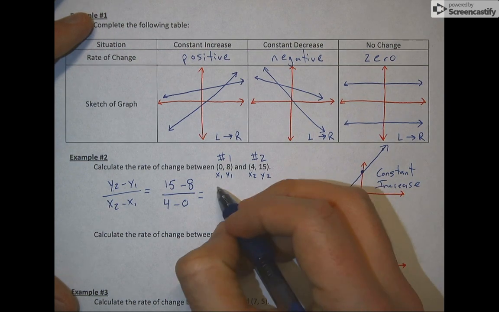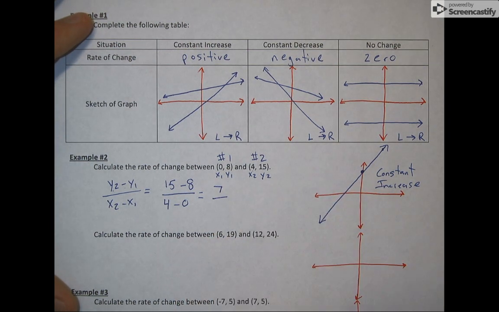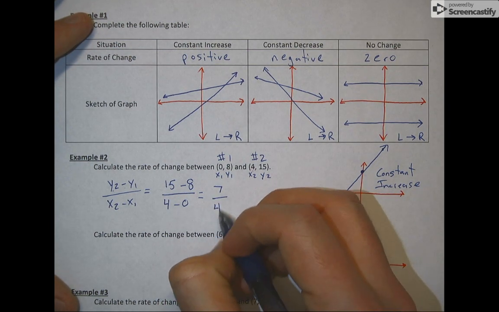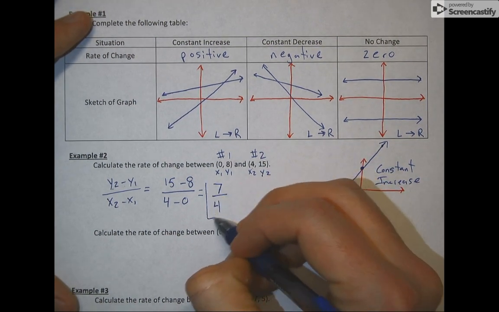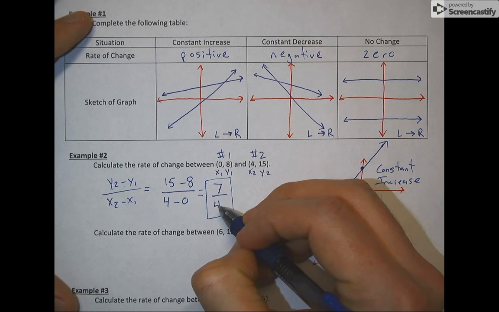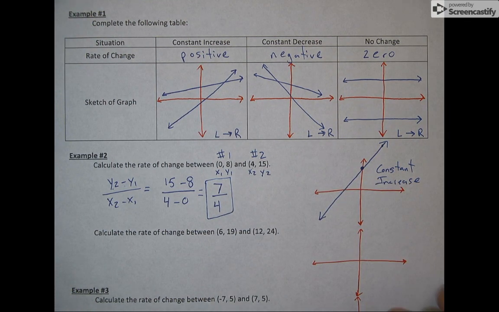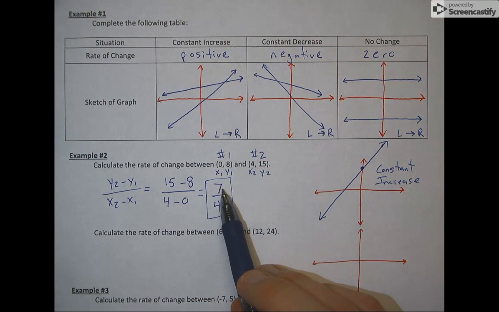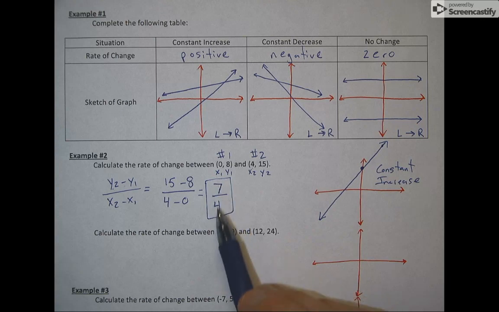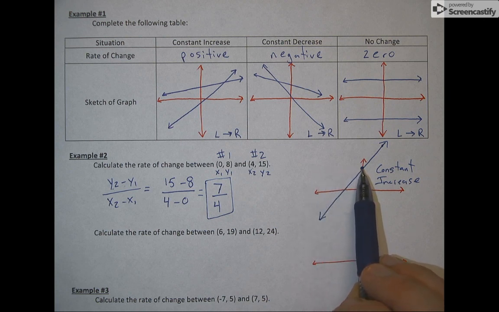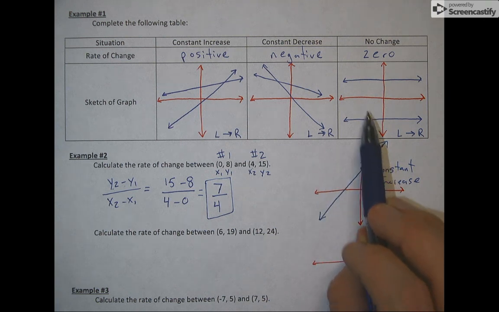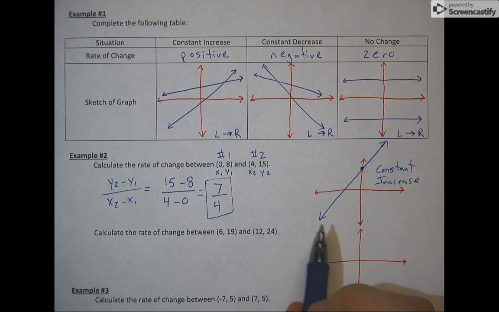Okay, so 15 minus 8, that's 7. 4 minus 0, that's 4. And you can leave it just like this. It's just fine to represent a rate of change as a fraction. Basically what this is telling you is the y value is changing by 7 and the x value is changing by 4. So it's going up 7, that's the y value, and then over 4, that's the x. Up 7 over 4, up 7 over 4, that's the rate of change.